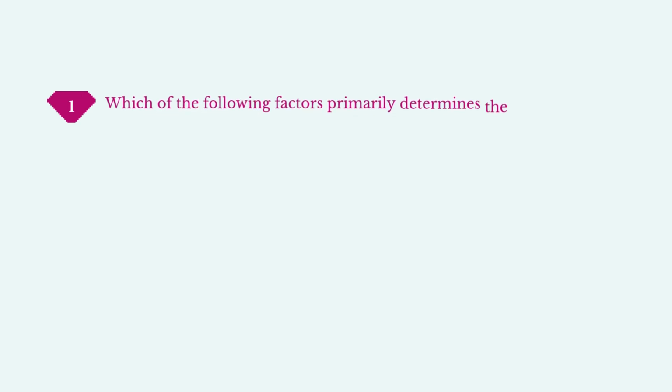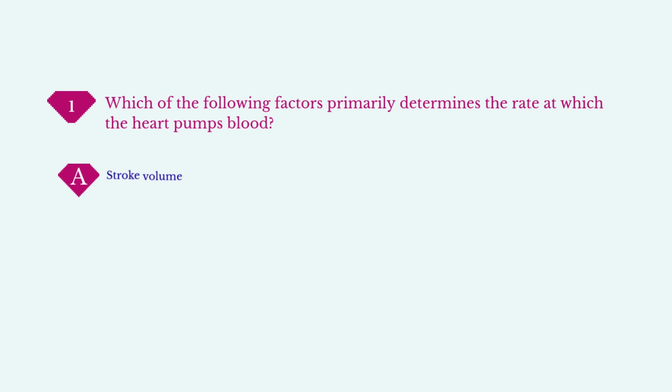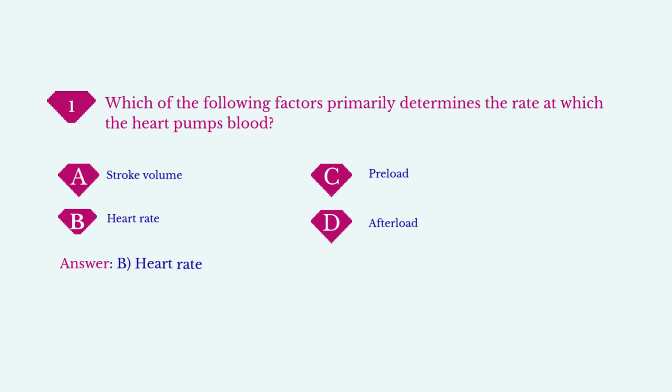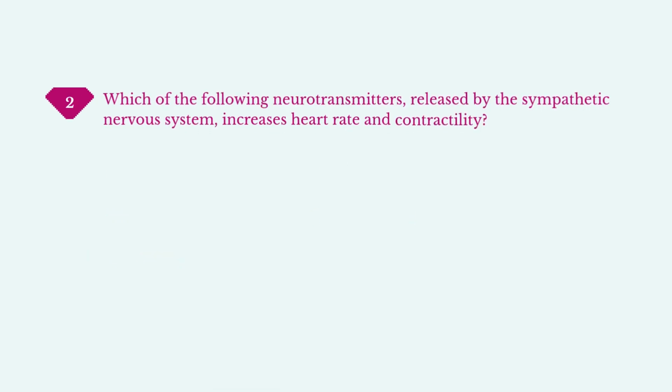Which of the following factors primarily determines the rate at which the heart pumps blood? A. Stroke volume. B. Heart rate. C. Preload. D. Afterload. Answer: B. Heart rate. Which of the following neurotransmitters, released by the sympathetic nervous system, increases heart rate and contractility?